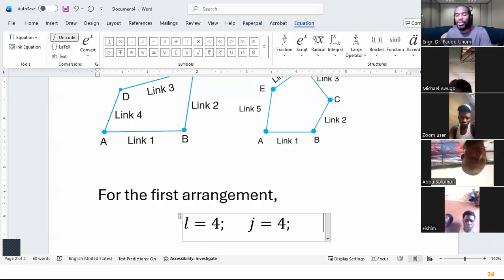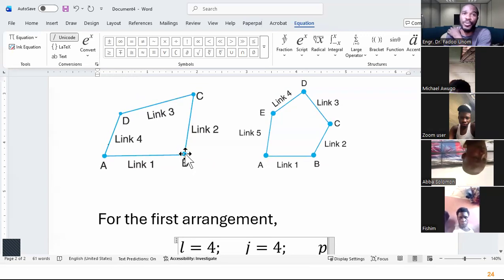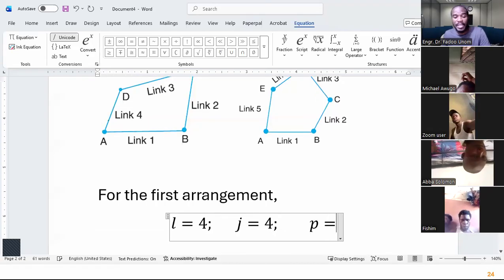And then the lower pairs are also 4, because once you look at this arrangement, they are all lower pairs. So link 1 and link 2 form one lower pair, link 2 and link 3 form another lower pair, link 3 and link 4 form another lower pair, and then link 1 and link 4 form the 4th lower pair. So P again is 4.